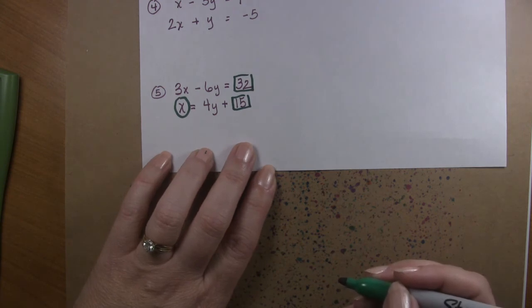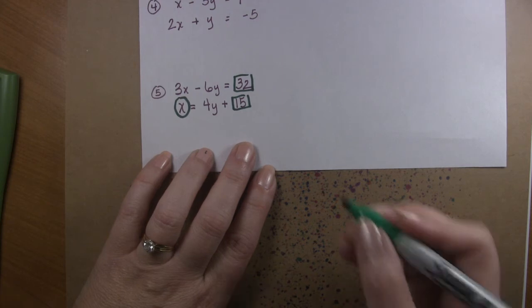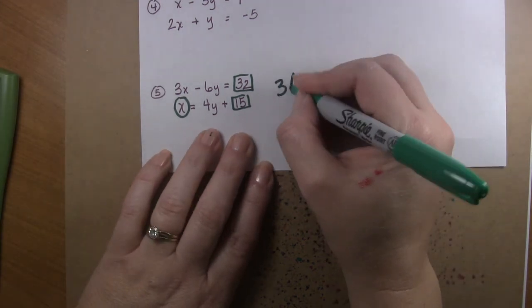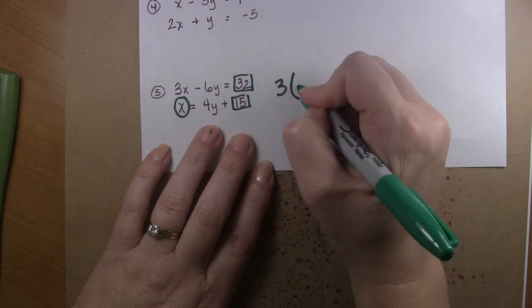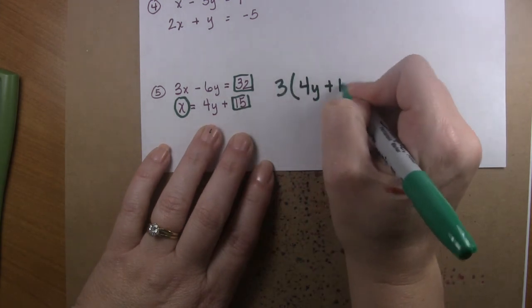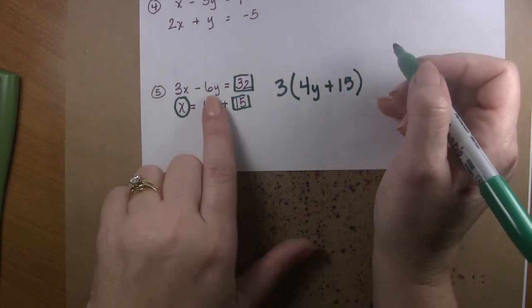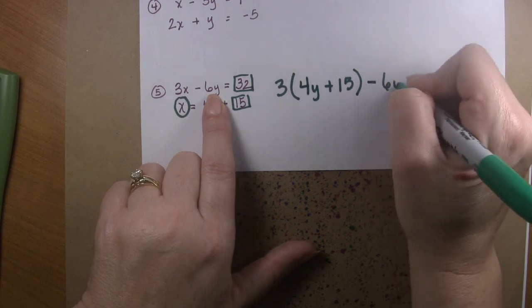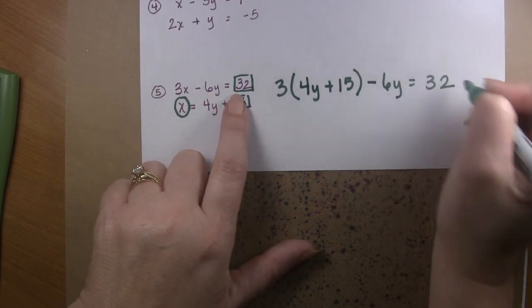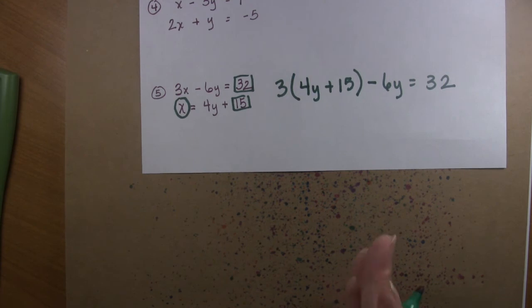So, I don't know. I would do 3, and then wherever my x is, I'm going to put in 4y plus 15 minus 6y equals 32. I'm going to solve that one equation, and I'm going to know what y is. So, I don't know, that's just me.